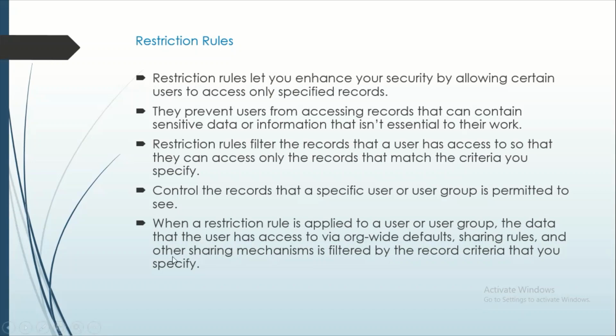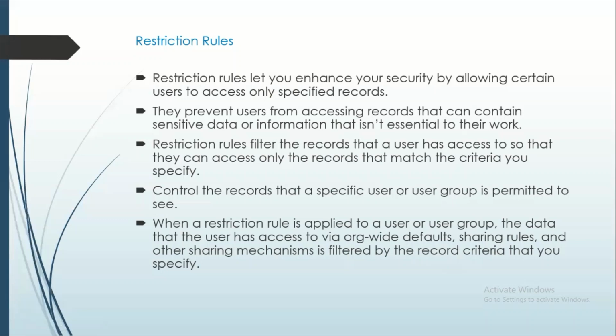Here I will read out this sentence. When a restriction rule is applied to a user or user group, the data that the user has access to via org defaults, sharing rules, or any other sharing mechanisms is filtered by the record criteria. Already, we give access first through the record level sharing settings. After that, if you want to filter again, at that time we'll use restriction rules, so they can restrict the record access for specific users.